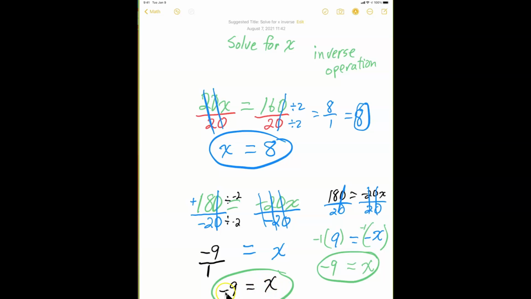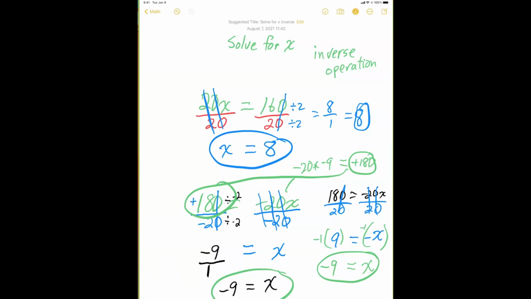Okay, so if we take this negative 9 and plug it in up here where we had positive 180 is equal to negative 20 times x. X is negative 9. So negative 20 times negative 9. You've got a negative times a negative. So in multiplication and division, when the signs are the same, you get a positive result. That is equal to 180, and that matches. So we know for sure that x is equal to negative 9.